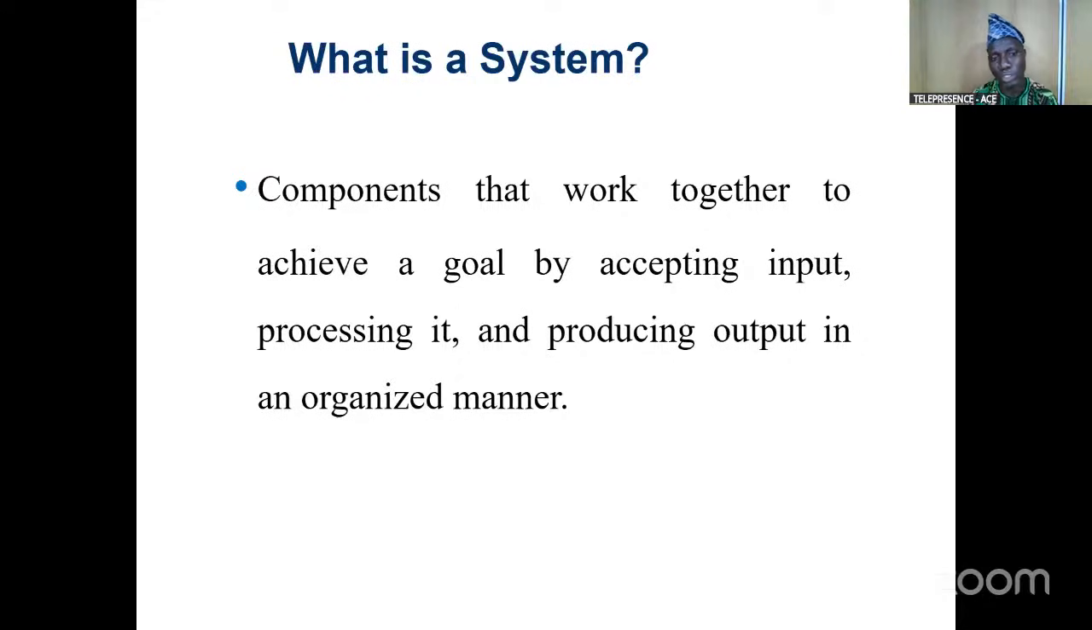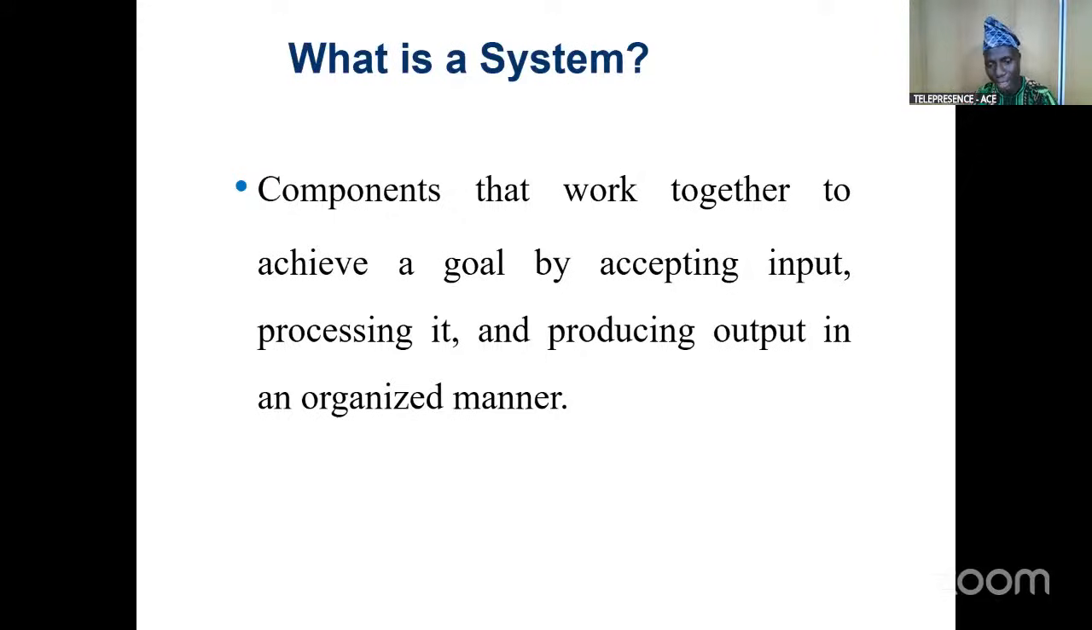Today, we want to consider from the outline business information system. So we are talking of business information system. So what is information? We mentioned that, data that has been added meaning to. So what is a system? Components that work together to achieve a goal by accepting input. It will process the input, it will produce output in an organized manner.